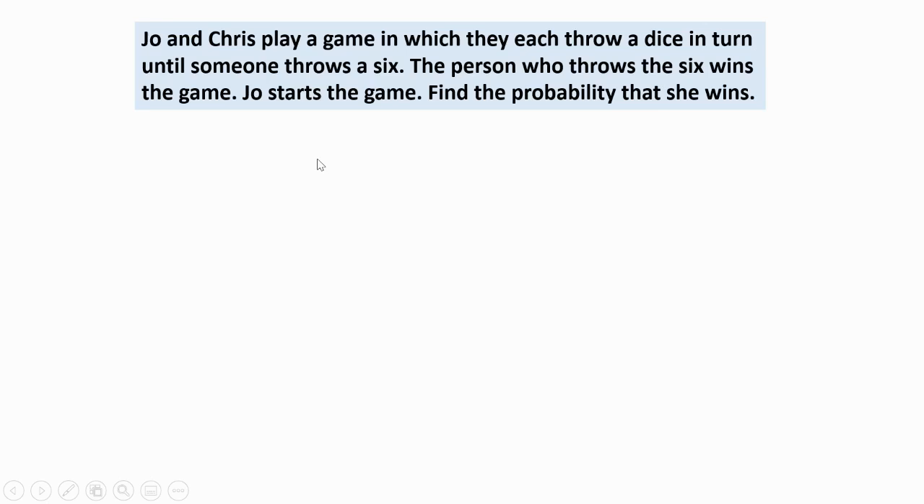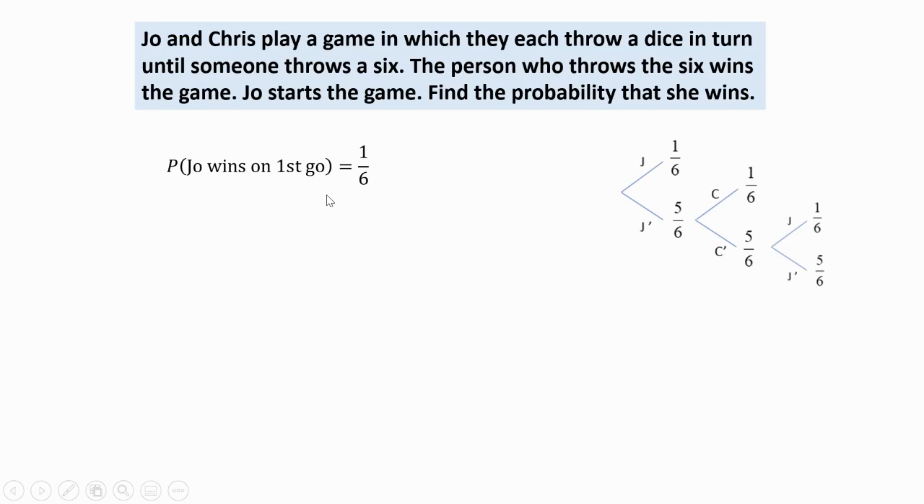Okay, so a question like this, you kind of want to get started. So the probability that Joe wins on the first go is 1 over 6. All right. So the probability that she throws a 6 is 1 over 6. So I would definitely put this as a tree diagram. Probability of Joe winning is 1 over 6. But if she loses, the probability of her losing is 5 over 6. If she loses, it's Chris's go. Chris goes, the probability that Chris wins is 1 over 6, and the probability that Chris doesn't is 5 over 6. But then if Chris doesn't, Joe goes again.